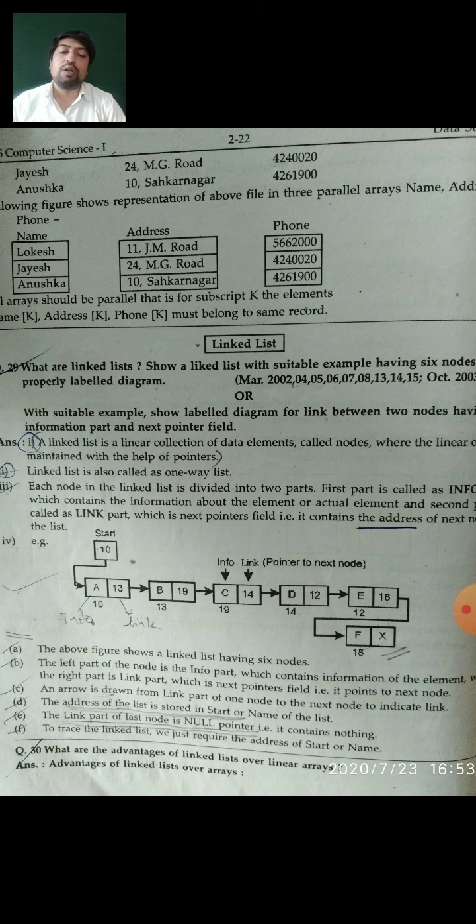So from the start node, which contains the address 10, and the information of first node, second node, third, fourth, 5, 6. 6 nodes are there. Totally 7 nodes are there from the starting node. 1, 2, 3, 4, 5, 6, 7. Total number of nodes is 7. Each node is divided into two parts, info part and link part. Only the starting node contains only the address of the next node.